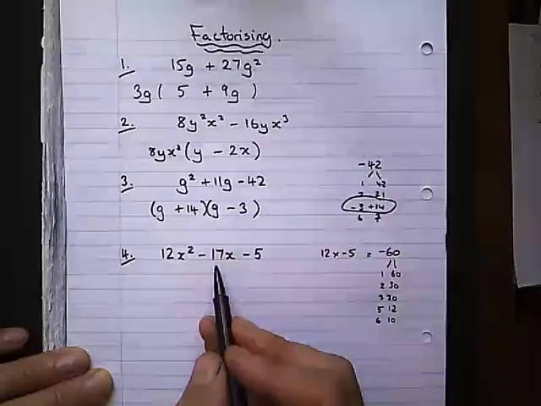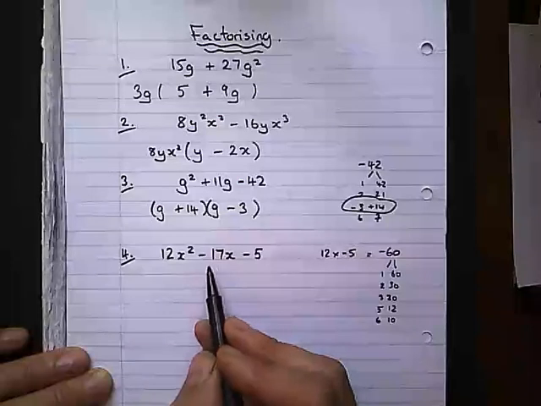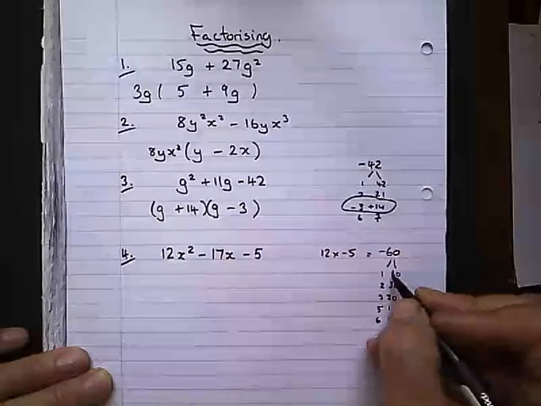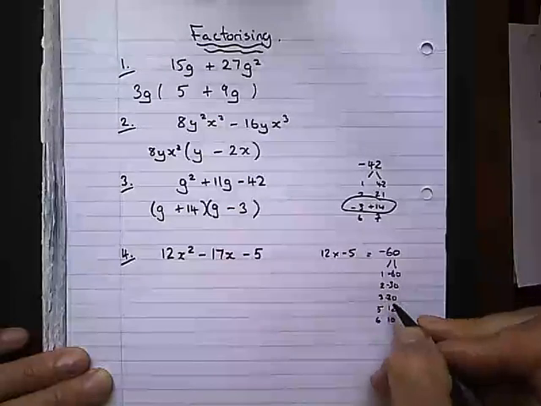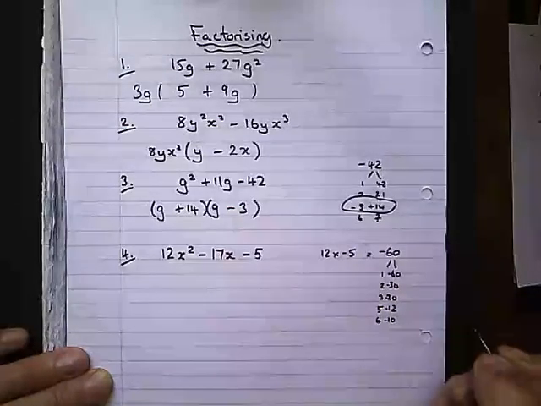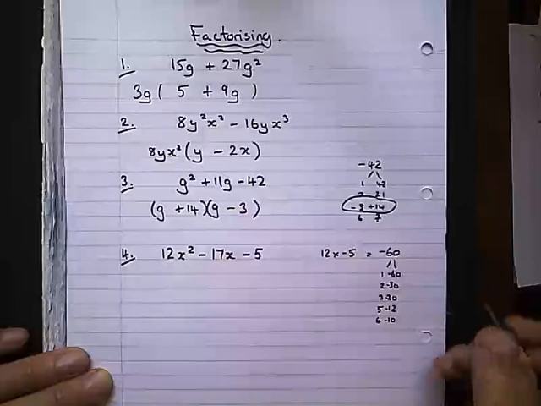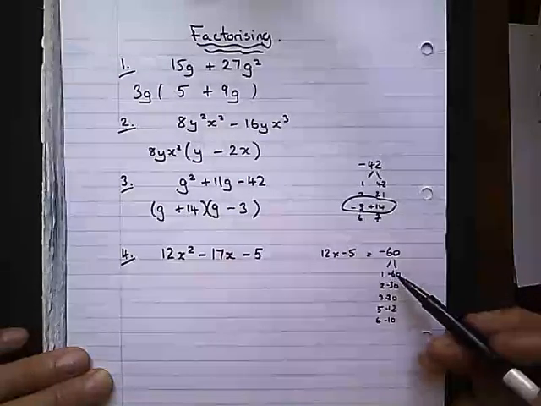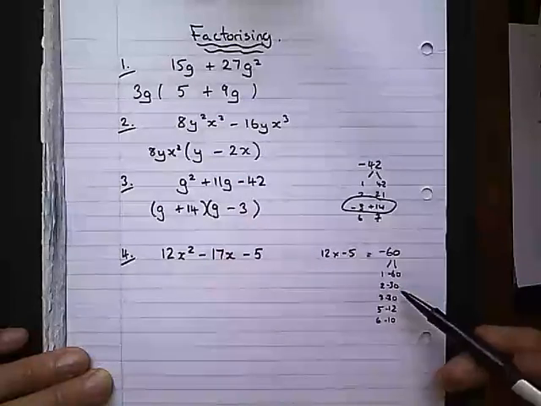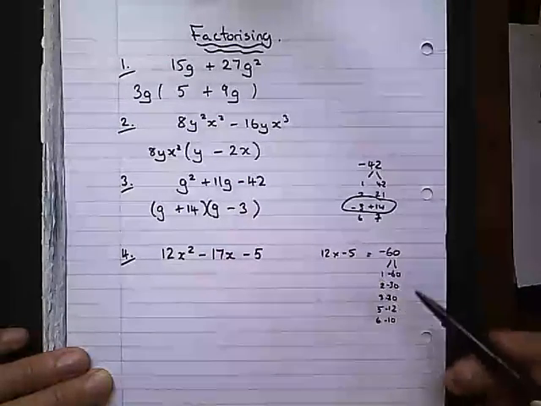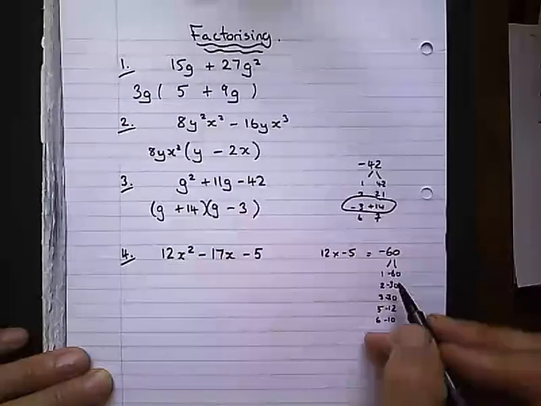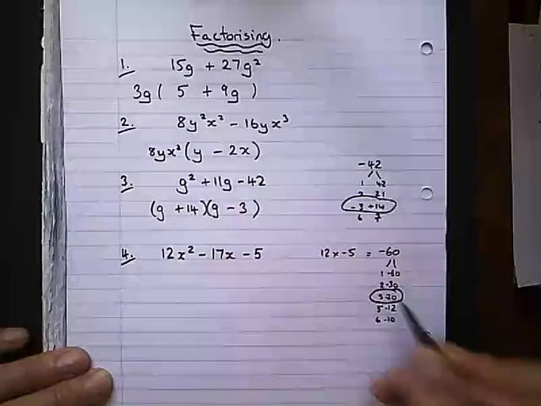The number in front of the x on its own is a -17, so therefore the biggest number must be a negative. So that's got to be a minus in front of all the bigger numbers. So -60 plus 1 is -59, not -17. -30 plus 2 is -28. -20 plus 3 is -17. Therefore, this must be your pair.